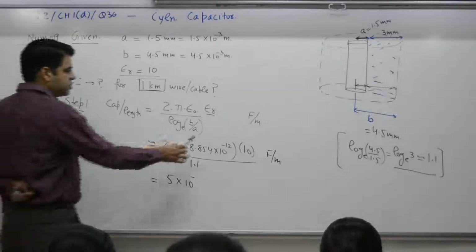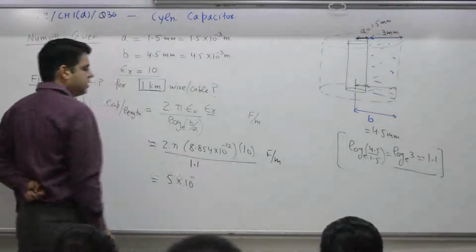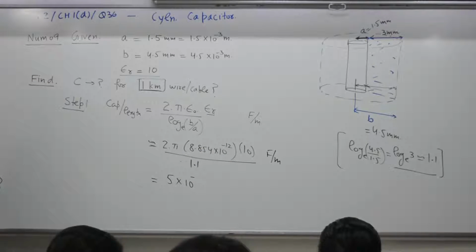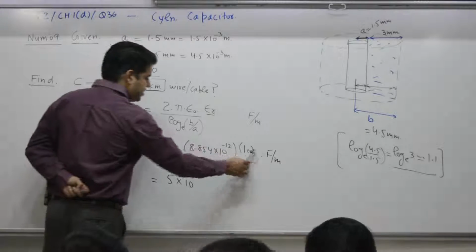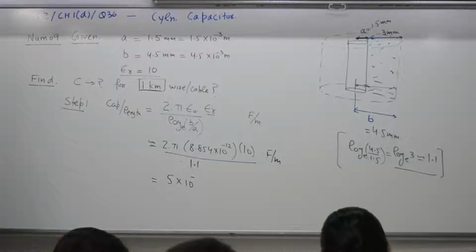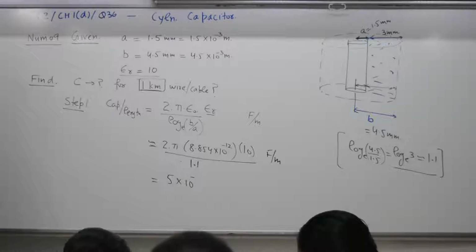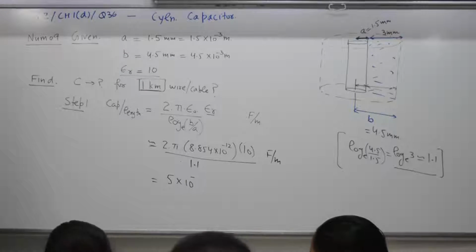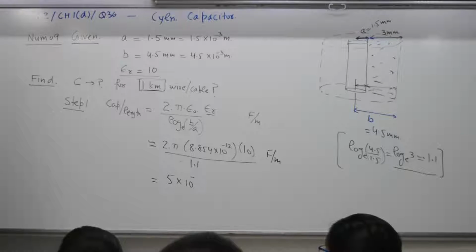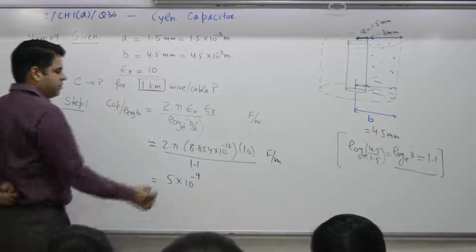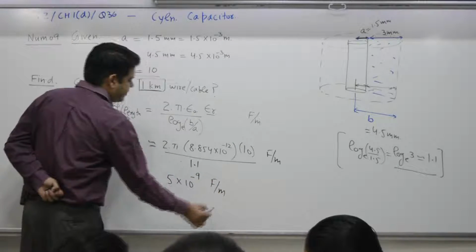This is 10 raised to the power minus 12. This is 10 raised to the power 1. So what you get in farad per meter comes out to be 5 into 10 raised to the power what? How many of you are getting 10 raised to the power minus 9? Let me write 10 raised to the power minus 9 farad per meter.